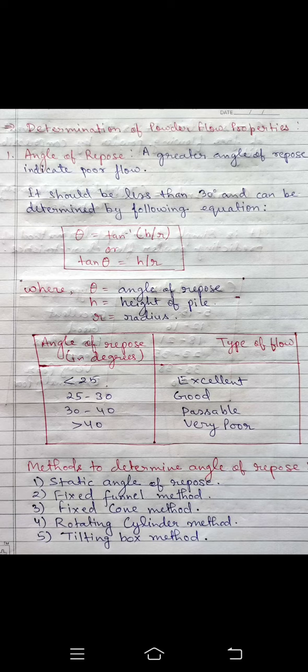There are various methods to determine angle of repose, and you just have to remember the names of these methods. The first one is the static angle of repose, fixed funnel method, fixed cone method, rotating cylinder method, and tilting box method.